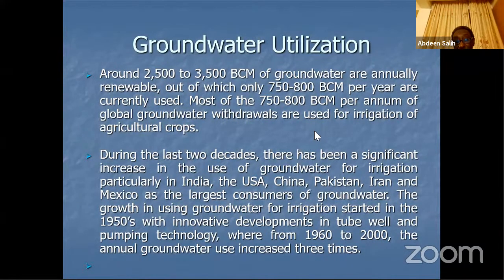Around 2,500 to 3,500 billion cubic meters of groundwater are annually renewable, out of which only 750 to 800 billion cubic meters per year are currently used. Most of this global renewable groundwater withdrawal is used for irrigation of agricultural crops. During the last 2 decades, there has been a significant increase in the use of groundwater for irrigation, particularly in India, the USA, China, Pakistan, Iran, and Mexico, as the largest consumers. The growth started in the 50s with innovative development in tube wells and pumping technology, and from 1960 to 2000, the annual groundwater use increased 3 times.